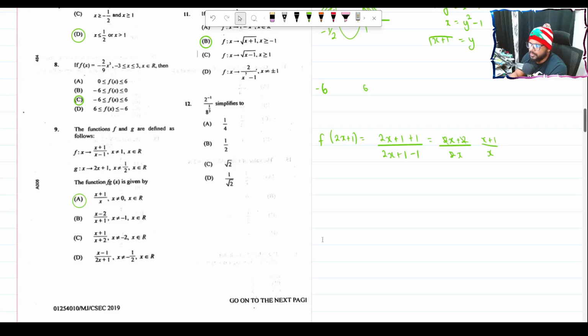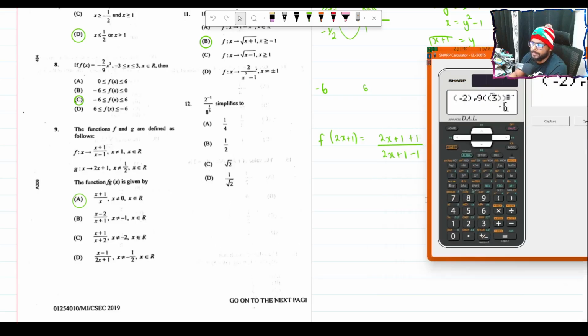This simplifies to, you can just plug this straight into your calculator. 2 to the power minus 1, and I'll put that in a bracket, divided by, open bracket, 8 to the power 1/3, close bracket, 0.25 or a quarter. If you wanted to use your laws of indices, you will come below. You will stay here, but use the cube root. So when you come below, you become 1 over 2, and the cube root of 8 is 2. You get 1 over 4.